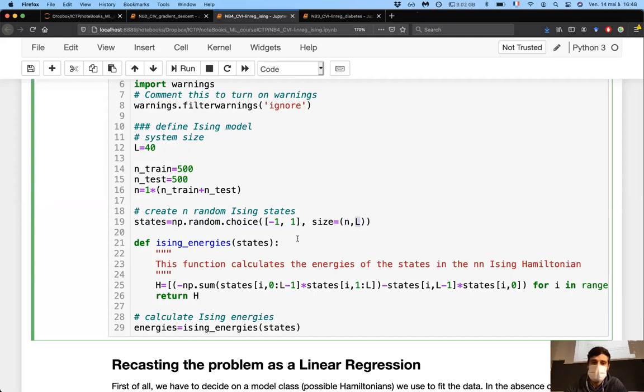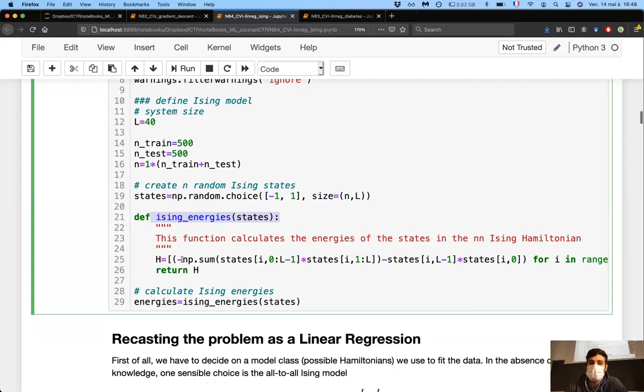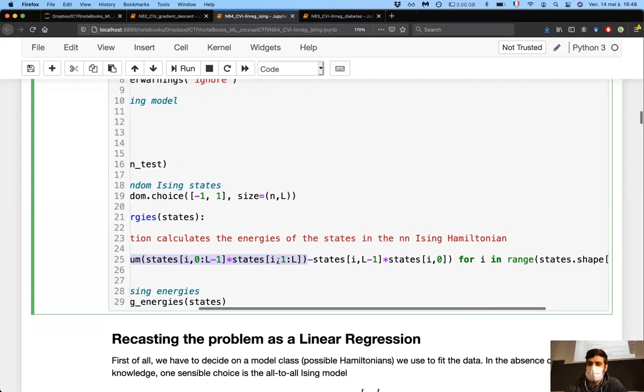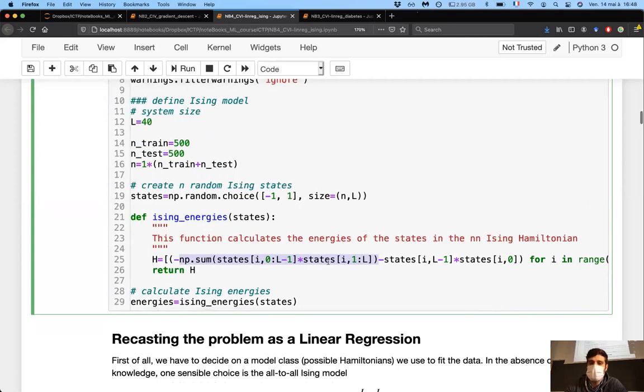And here is the Hamiltonian of the problem. You see it's doing a sum here, for a given configuration i. For a given configuration, it is summing the state of the spin at position L-1 times the one at position L.